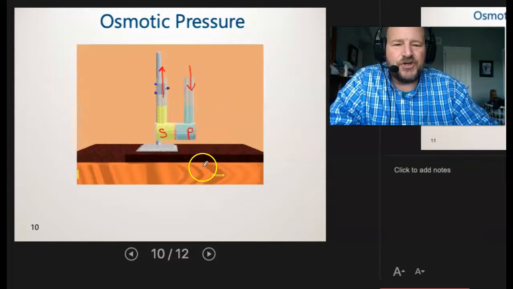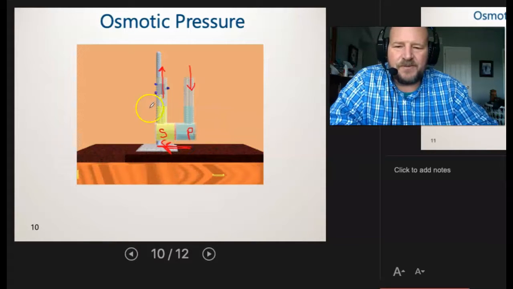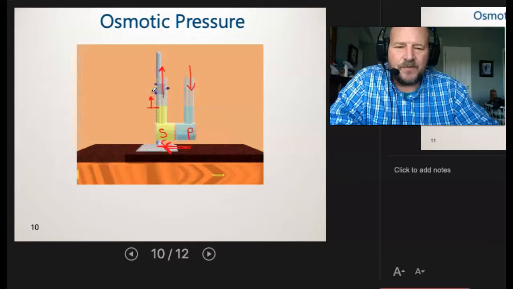So if I push go and let water do what water wants to do, all of the water will want to go to that side, right? So it's going to want to go from pure water over to the salt water. So we would see this level right here go up, right? So this water level would go up.